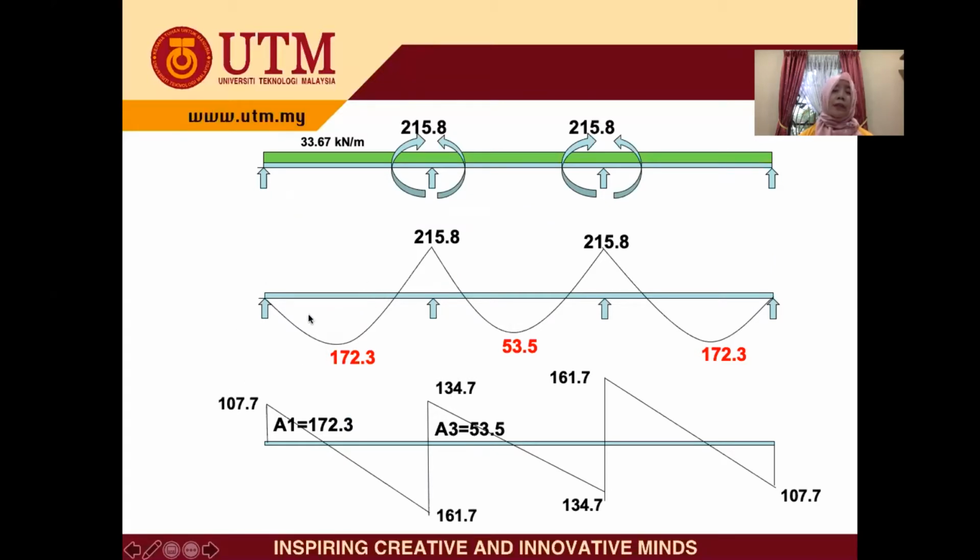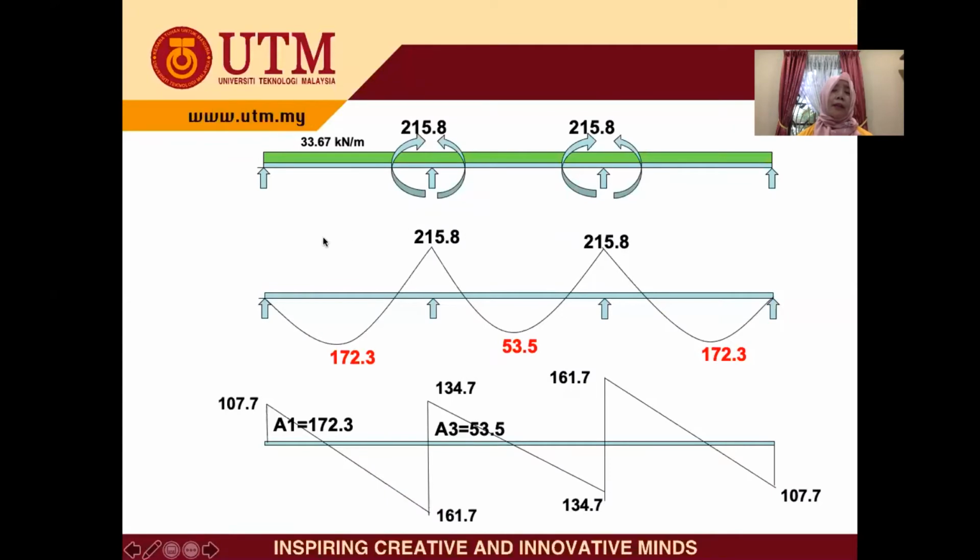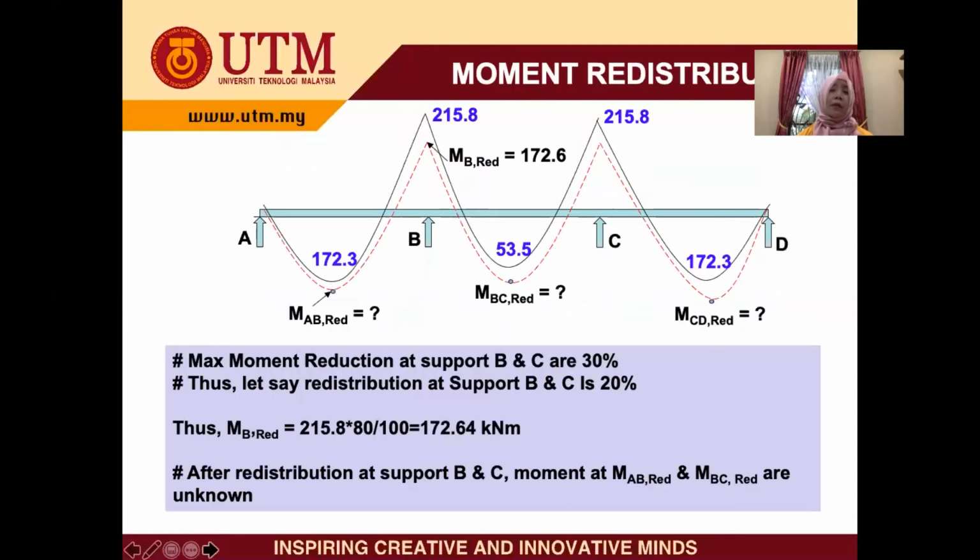This is called the elastic method. Okay, after we got the values here, how do we do the redistribution?